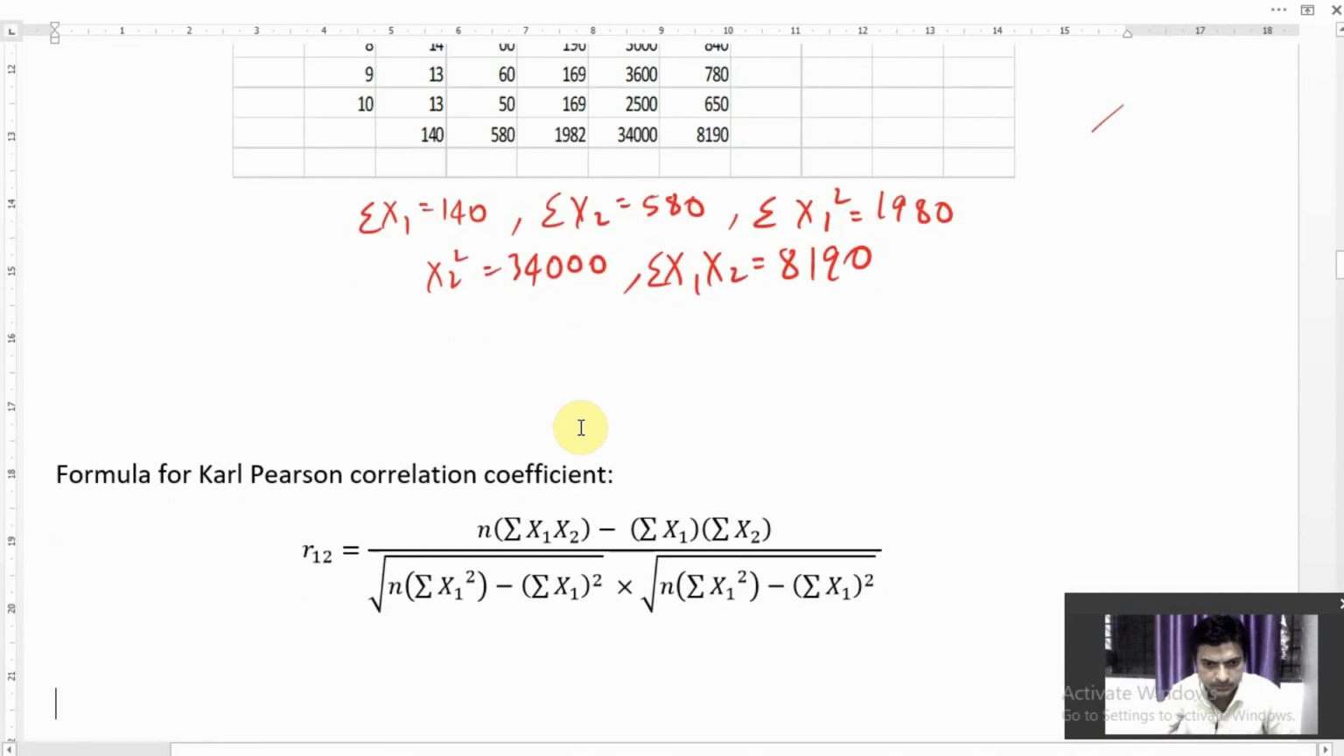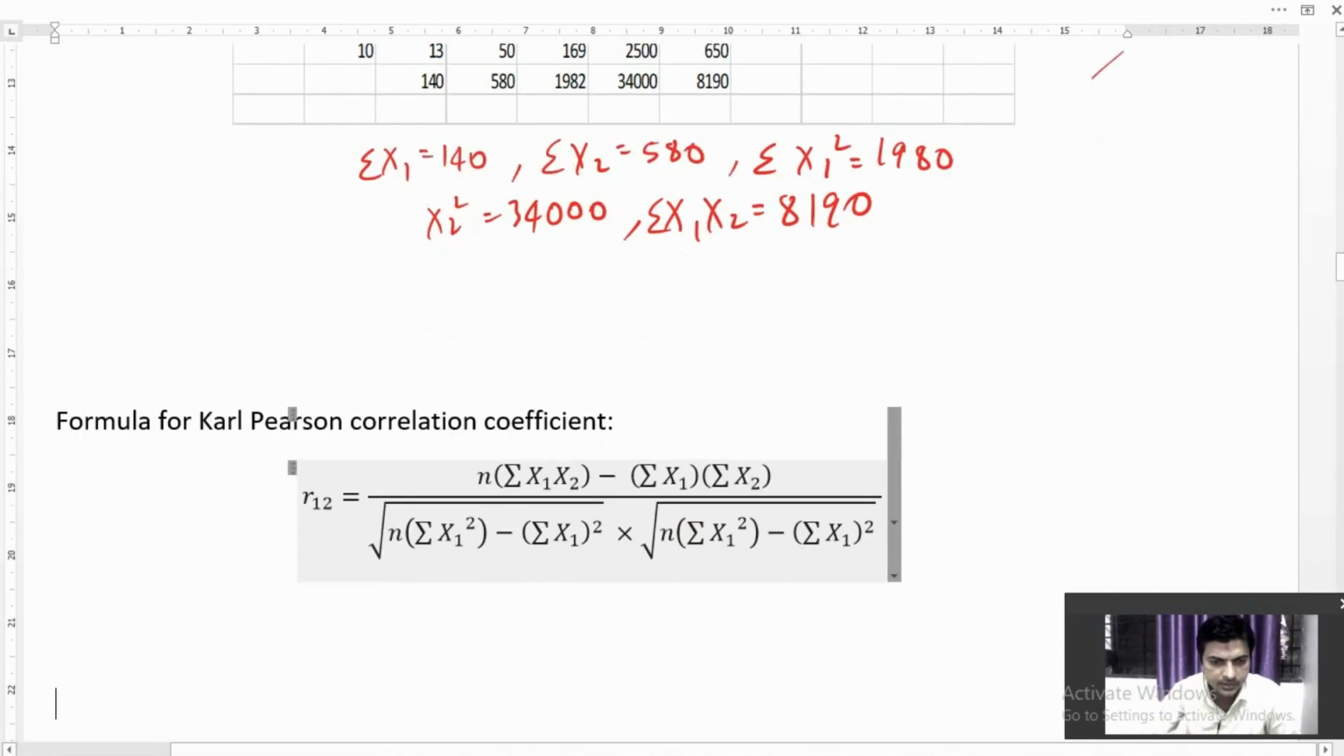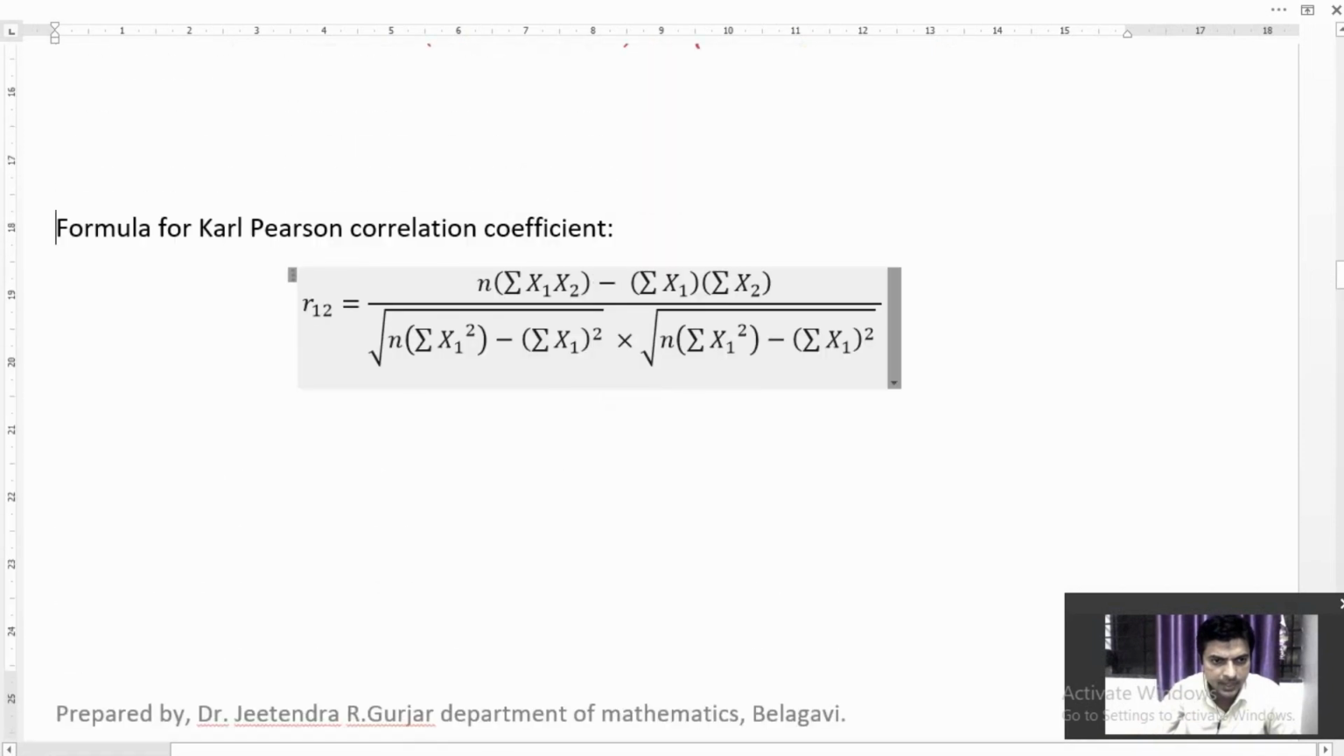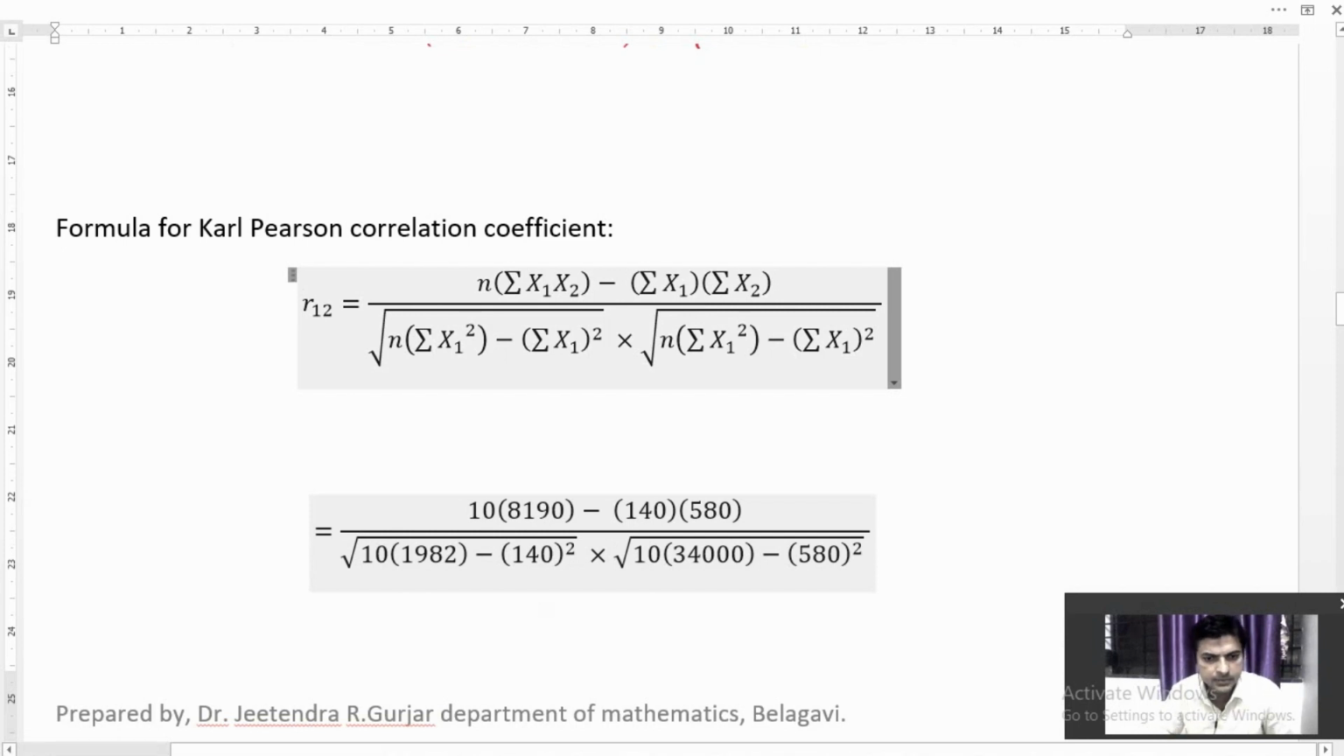Summation of x1 x2 you know. Substitute the values here. Summation x2, then summation x1 you substitute, summation x2 you substitute. Like this all the values you know already. So directly you substitute in the calculator. So here I substitute the values. Yes, here I have the values I have substituted. It is 10 into 8190 minus 140 into 580 divided by, like this.